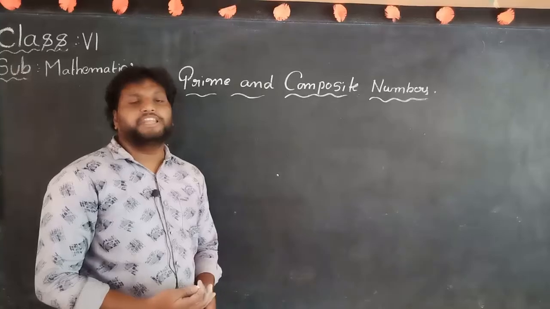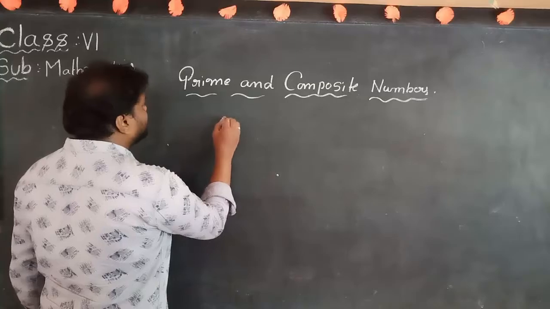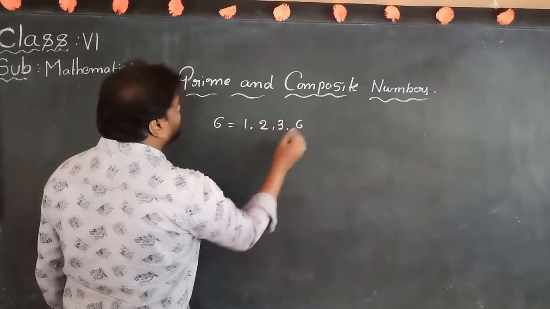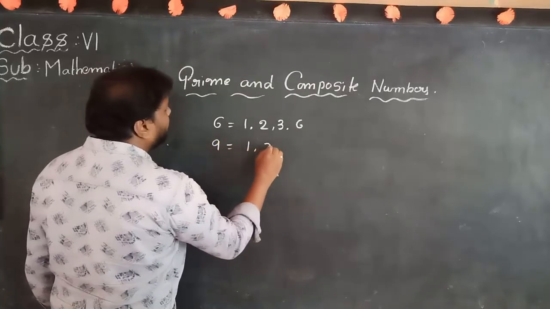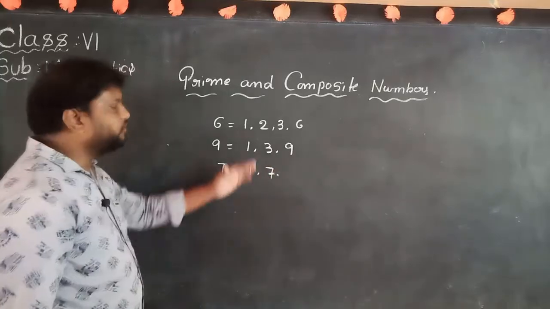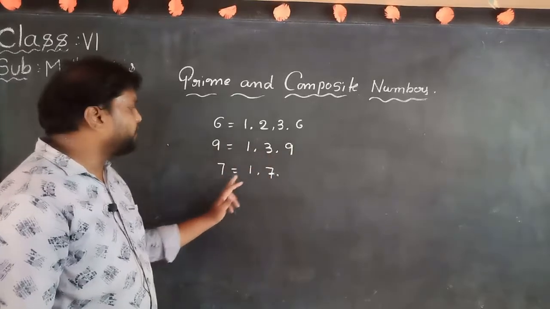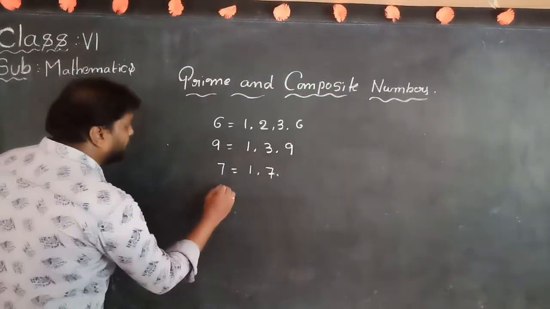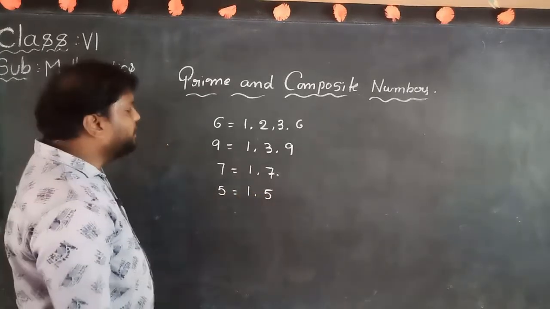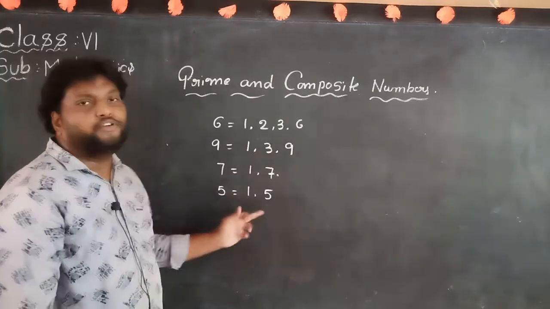Every number has a minimum of 2 factors. For example, what are the factors of 6? 1, 2, 3, 6. What are the factors of 9? 1, 3, 9. What are the factors of 7? 1, 7. Observe in these 3 examples: 6 has 4 factors, 9 has only 3 factors and 7 has 2 factors. Like that, 5 also has 1, 5.